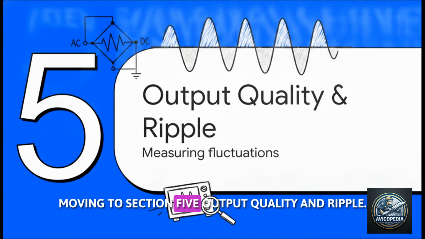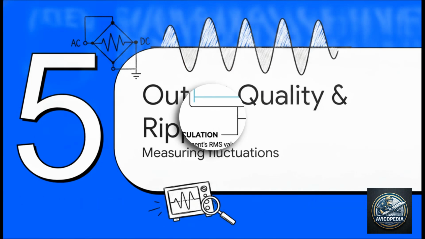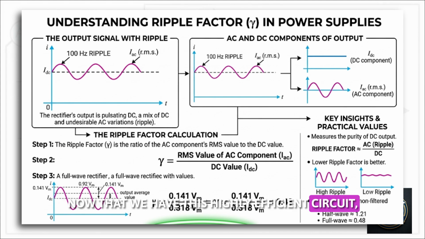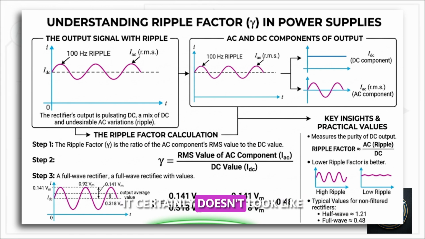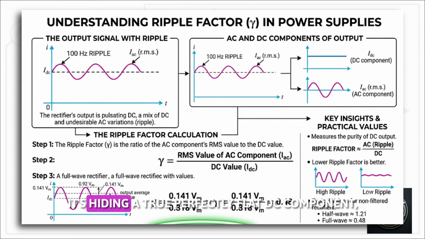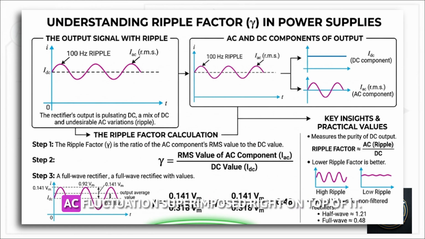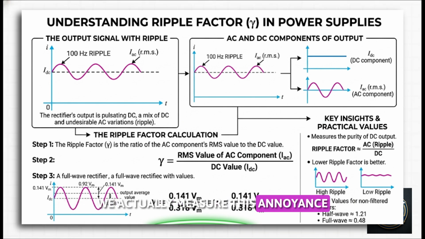Moving to Section 5, Output Quality and Ripple. Now that we have this highly efficient circuit, we need to honestly assess the quality of the DC we're creating. While our output is flowing in only one direction, notice how heavily pulsating it is. It certainly doesn't look like the perfectly flat line of a battery. Mathematically, a pulsating wave like this is actually 2 things combined. It's hiding a true, perfectly flat DC component, but there is an unwanted wavy AC fluctuation superimposed right on top of it. We actually measure this annoyance using a metric called the ripple factor.